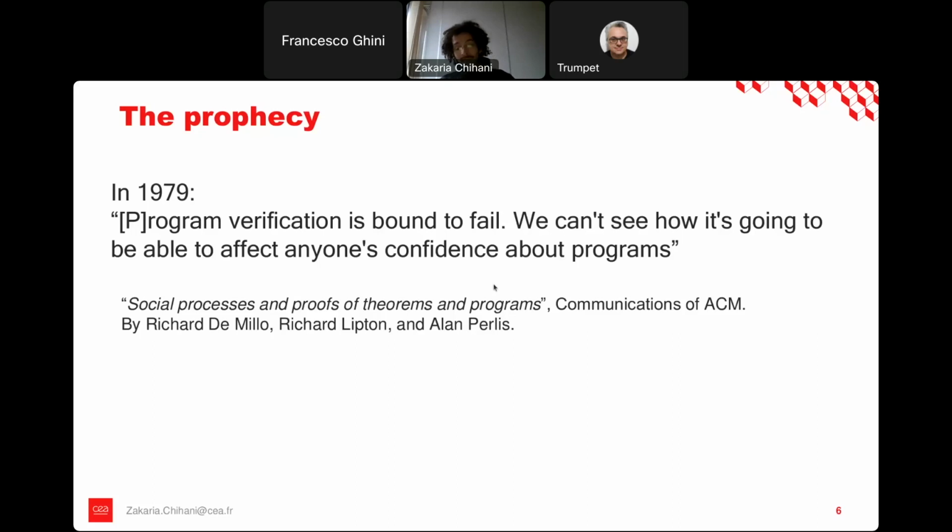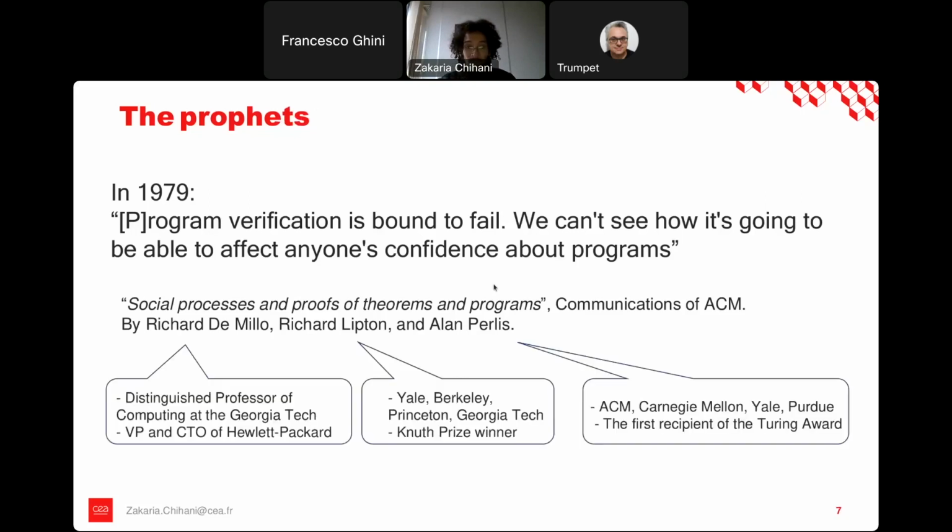And so you might think that this provocative quote comes from obscure, unknown people, but actually, at least in the computer science community, some of you probably recognize at least a few names. These are actually big names in computer science. We have the first recipient of the Turing Award.